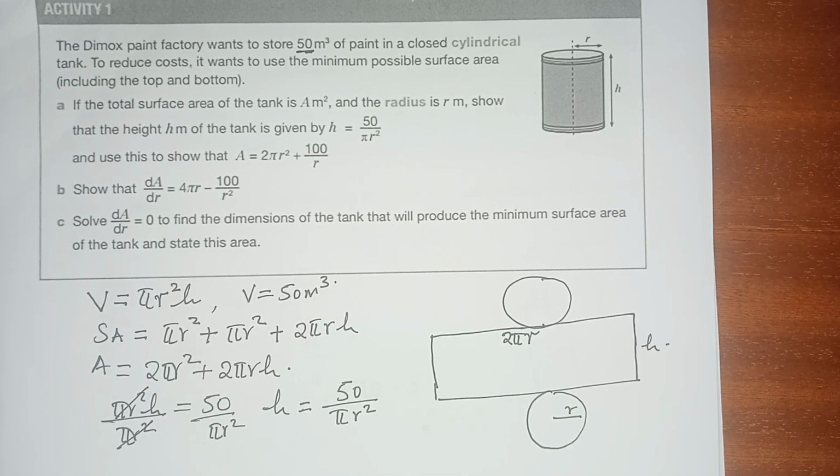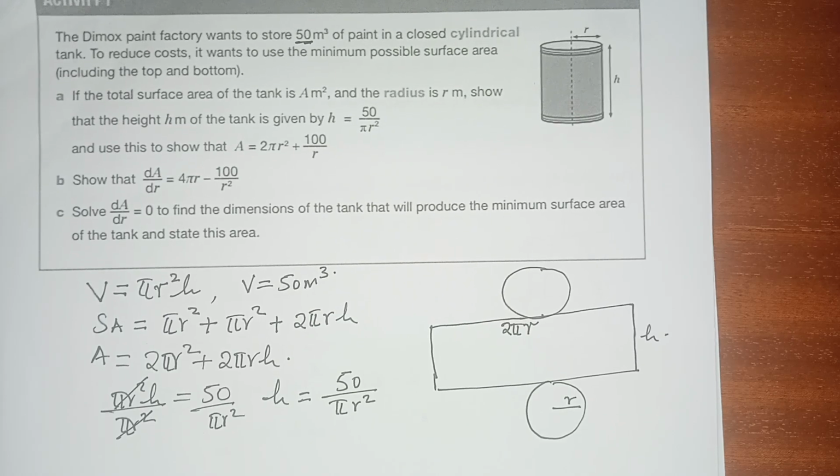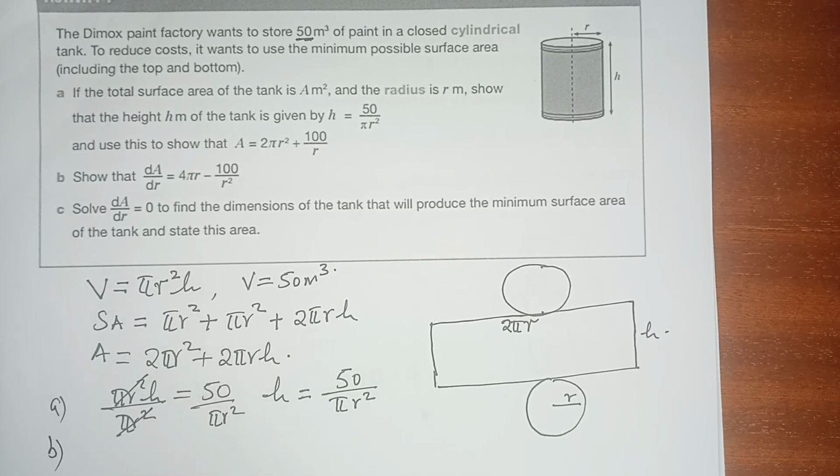Part B, we are supposed to use this to show that area is 2 pi r squared plus 100 over r. And of course, it means that the surface area, that is part B, we are talking about the surface area, which is basically 2 pi r squared plus 2 pi r h, and h is that which is 50 over pi r squared.